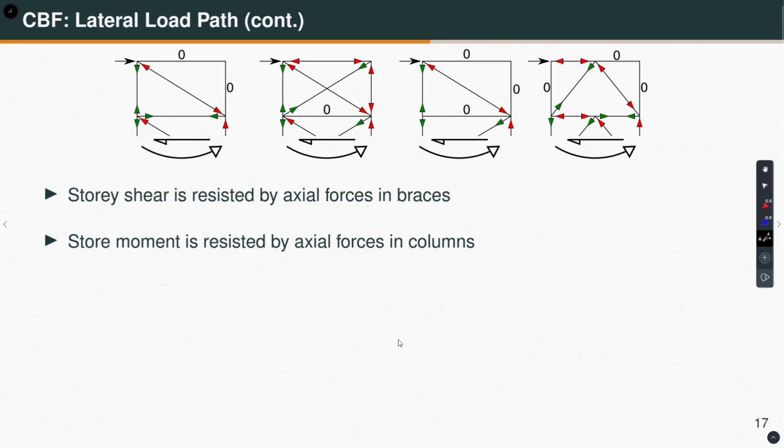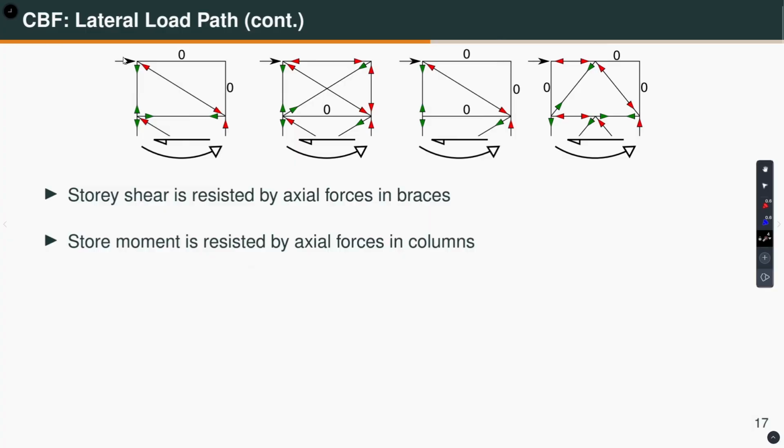Now, if you go back and recall, I said if I cut a story, I get a story shear and a story moment. How are those two resisted? So, let us say I am applying this, I cut it, I get a story shear like that and I get a story moment like so. How are these two resisted?